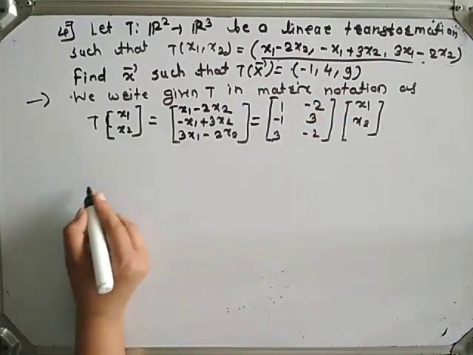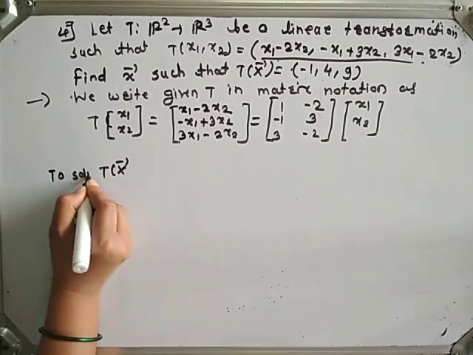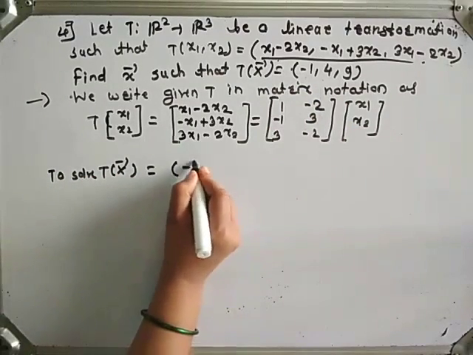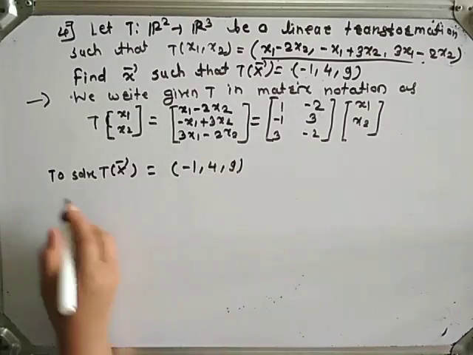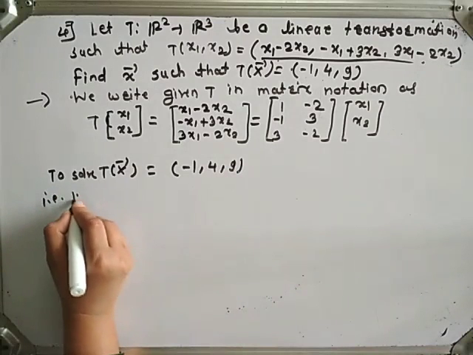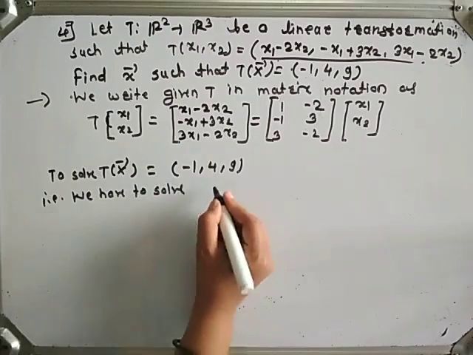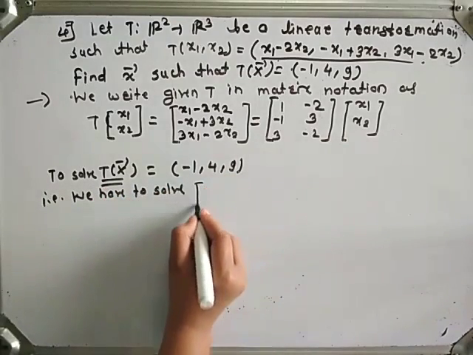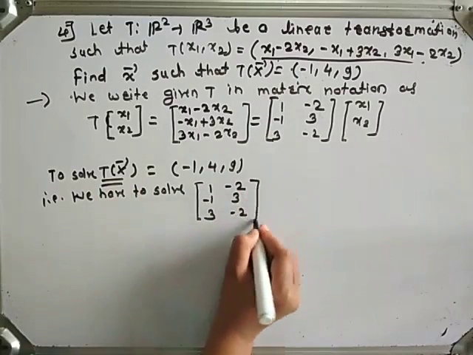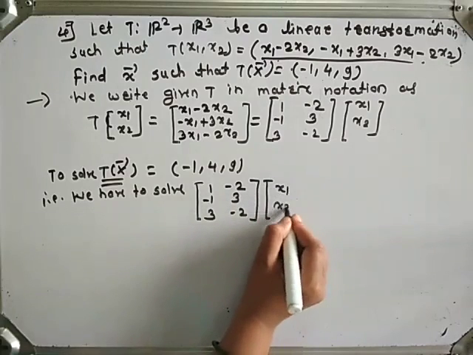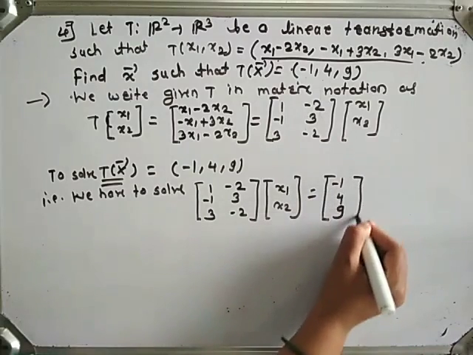We have to find x bar such that T of x bar is equal to the vector (minus 1, 4, 9). For this we have to solve T of x bar is equal to (minus 1, 4, 9). Okay, that is we have to solve the matrix with rows (1, minus 2), (minus 1, 3), (3, minus 2) into (x1, x2) equal to the matrix (minus 1, 4, 9).